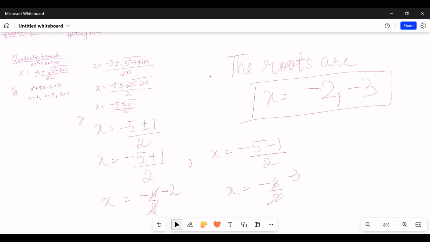So I'm going to give you another example and you have to solve it on your own. And watch my next video, which I will be releasing very soon, where I will be discussing the middle term splitting method. Okay, so I'm giving you homework.